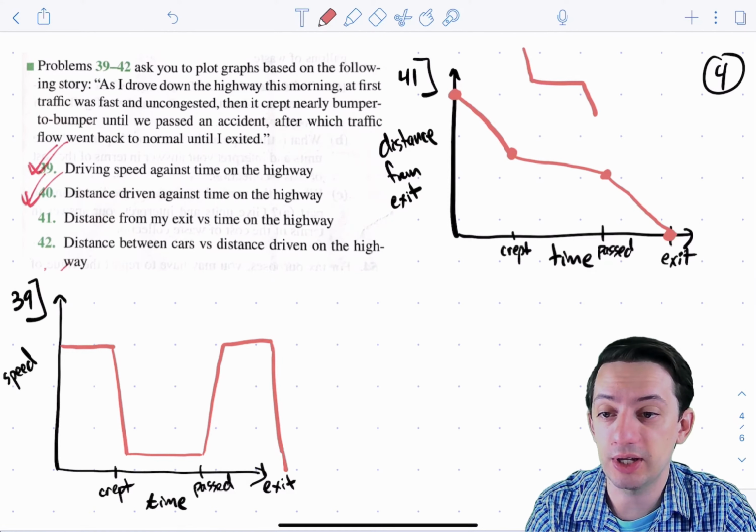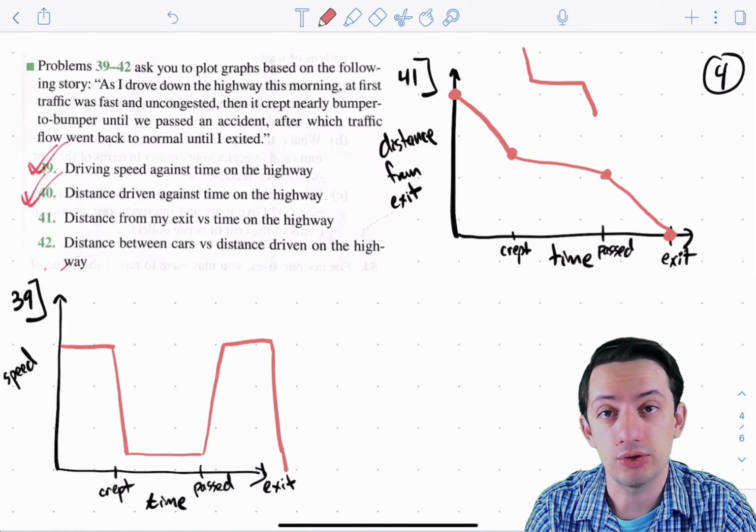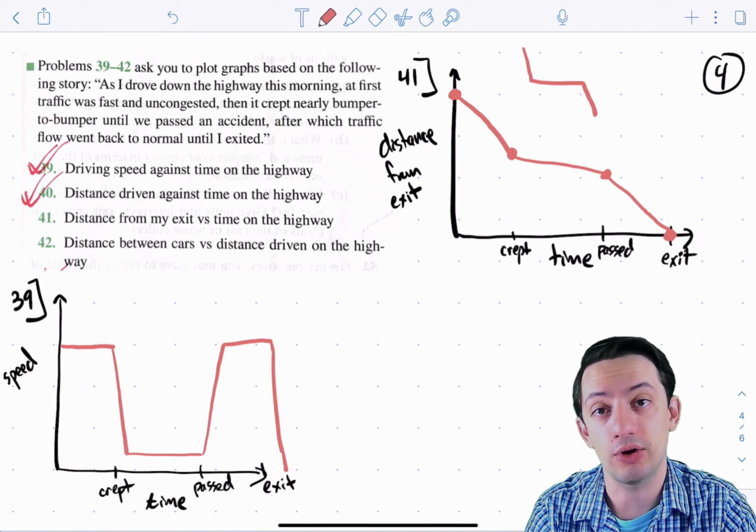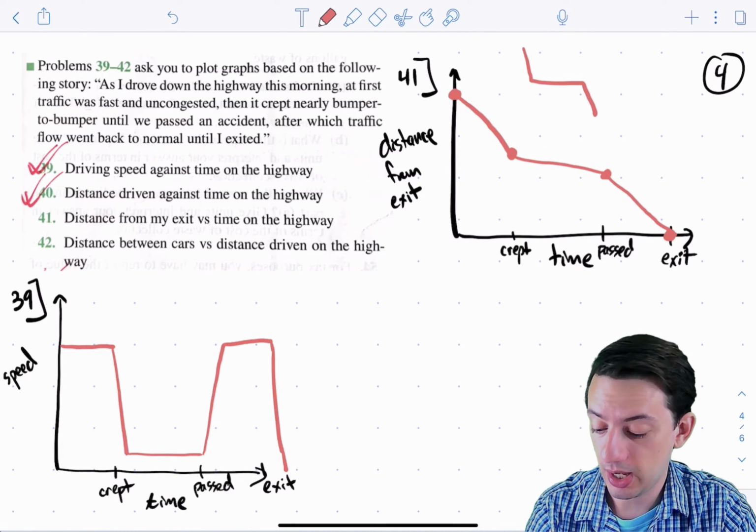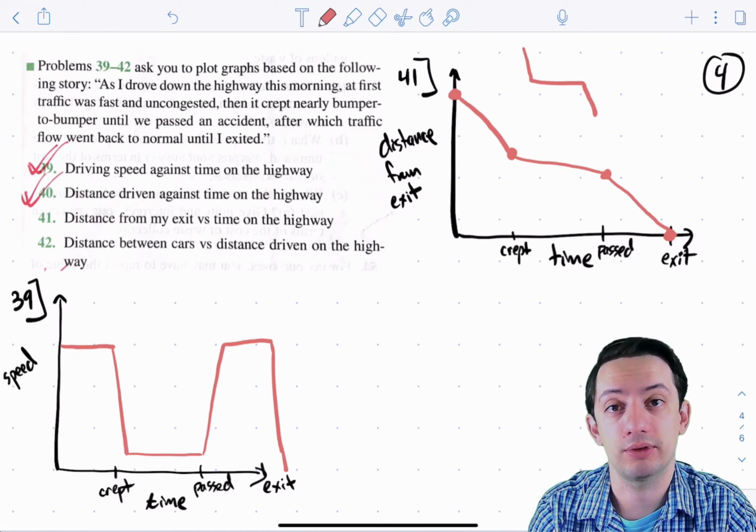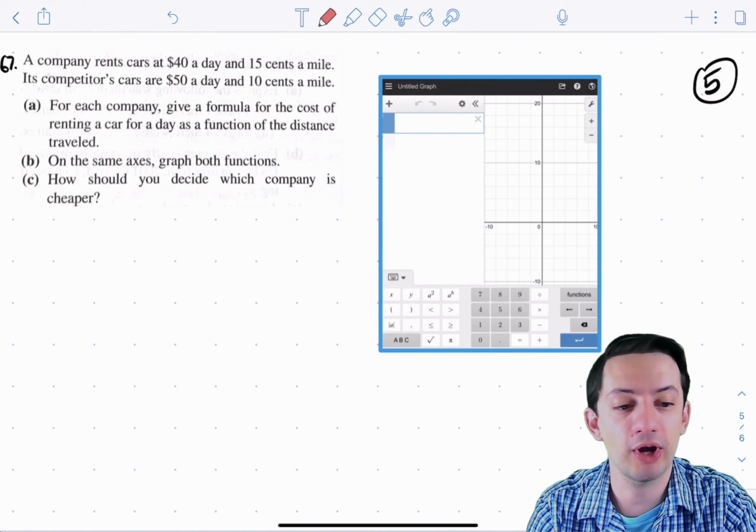Okay, so that was 39 and 41. You should definitely try these on your own if you haven't already, and try 40 and 42 on your own as well. One more exercise here.